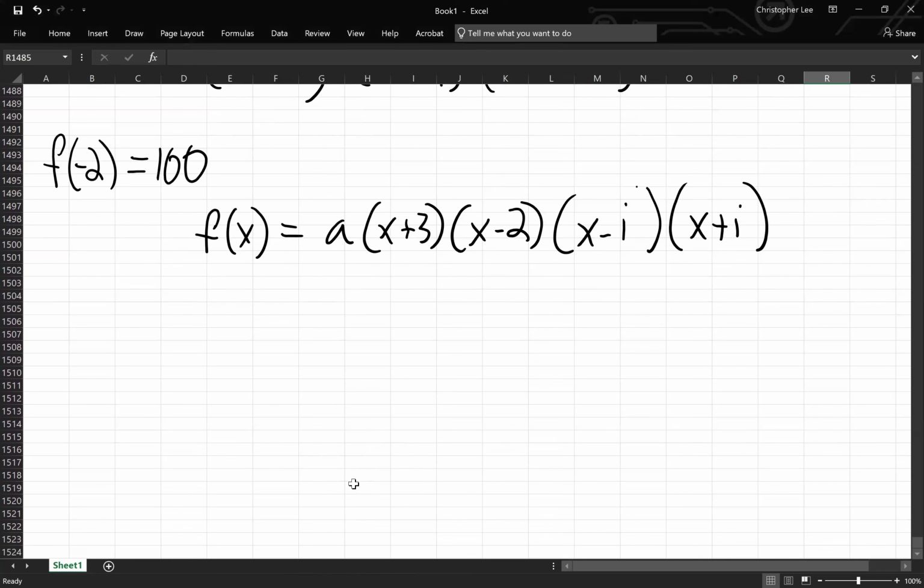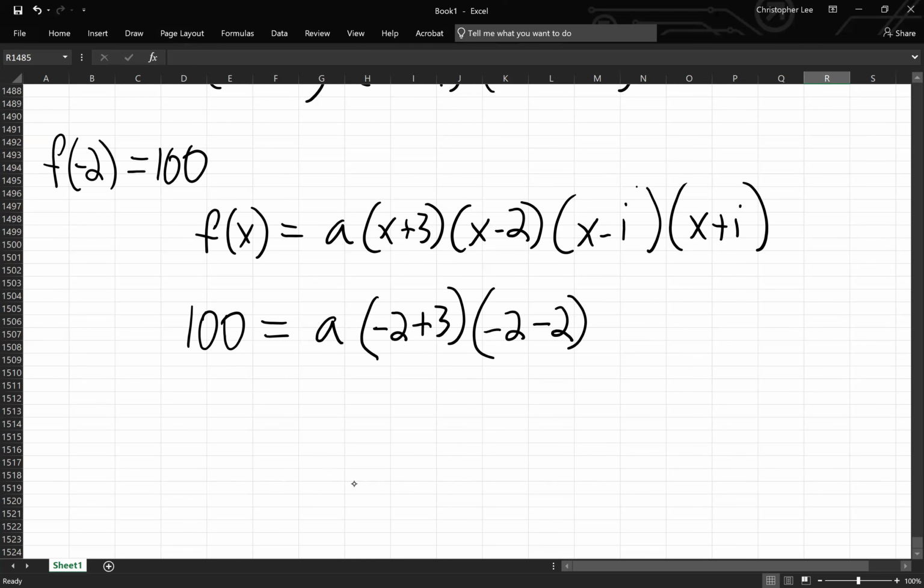One way we could do this, without killing ourselves going through it, is we know that f of negative 2 is equal to 100. So 100 should be equal to a times negative 2 plus 3, negative 2 minus 2, negative 2 minus i, negative 2 plus i. Let's put this all together, see what happens.